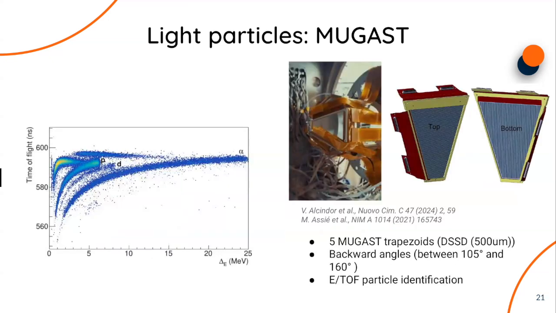Then at backward angles, they were not used in this experiment, but just to show the full MUGAST Atlas setup, we have 5 MUGAST trapezoids, which are simple 500 micrometer DSSDs. They cover angles between 105 degrees and 160 degrees. We're able to identify particles at backward angles with E time of flight particle identification, what you can see here: protons, deuterons, and alphas on this plot.